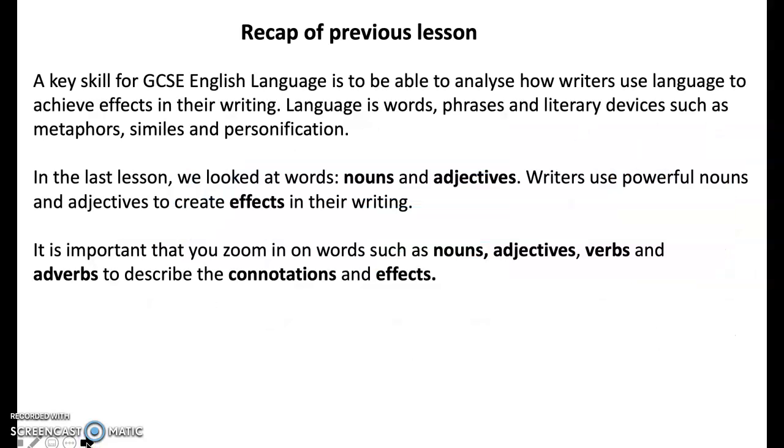Before we start, we're going to recap the previous lesson, in which we looked at adjectives and nouns. A key skill for GCSE English language is to be able to analyse how writers use language to achieve effects in their writing. So language refers to words, phrases and literary devices such as metaphors, similes, personification and so on. In the last lesson we looked at words, which refers to nouns and adjectives. Writers use powerful nouns and adjectives to create effects in their writing.